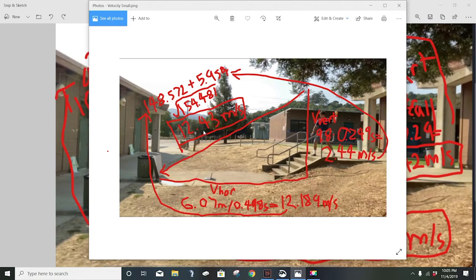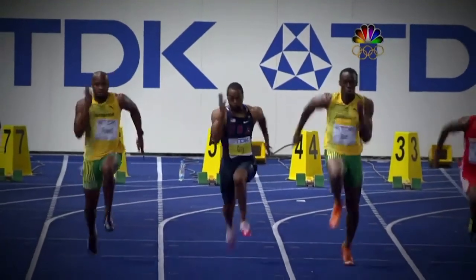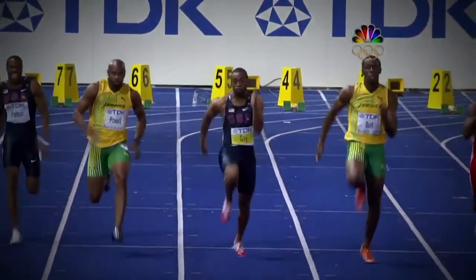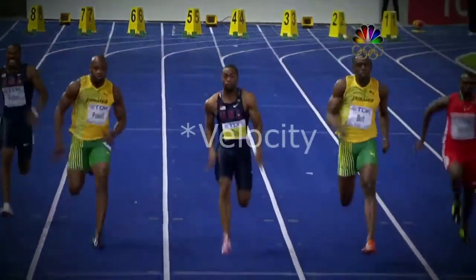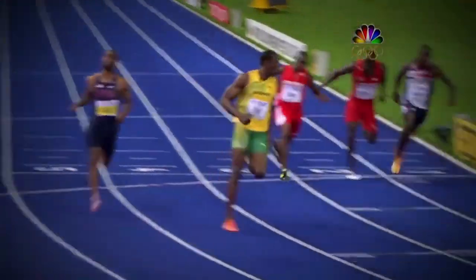For our small balloon, we got a faster speed of 12.43 meters per second, using the same method as before. If you're confused about these numbers, take a look at this video of Usain Bolt. He runs approximately at the speed that we throw the water balloon. Crazy!